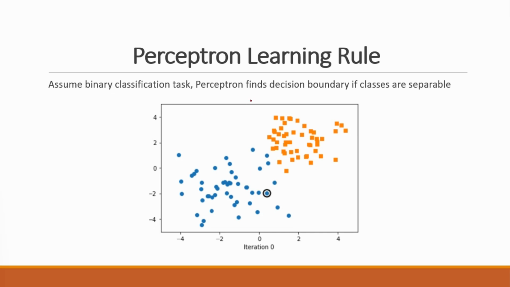And now we are going to take a look at the Perceptron learning rule, so how it actually learns the weights to classify classes. So assume we have a binary classification task. Here we have two classes, these blue dots and yellow or orange squares, and the Perceptron finds the decision boundary to classify these two classes. If the classes are separable, by that I mean if there is a linear decision boundary, I should have maybe said linearly separable. That means there has to exist a decision boundary that can separate these classes perfectly.